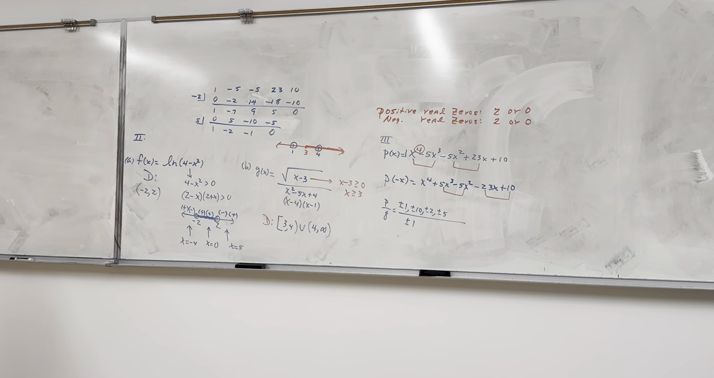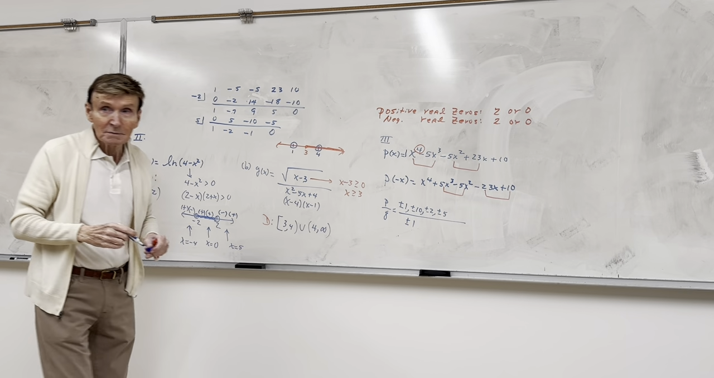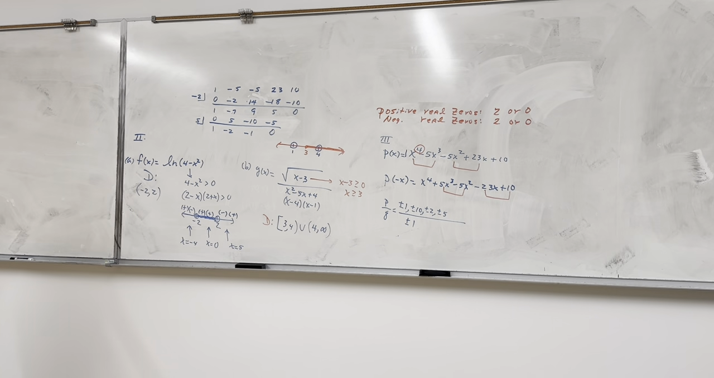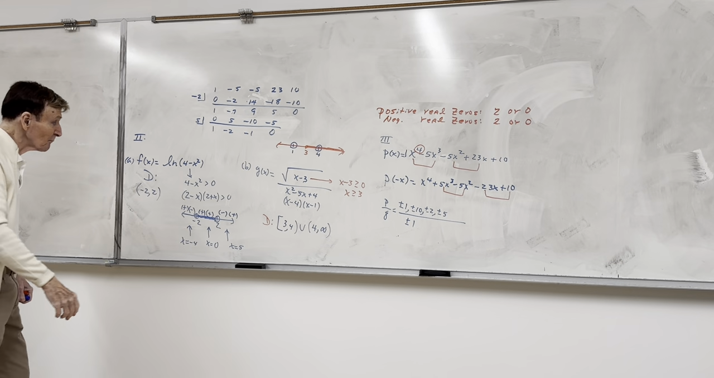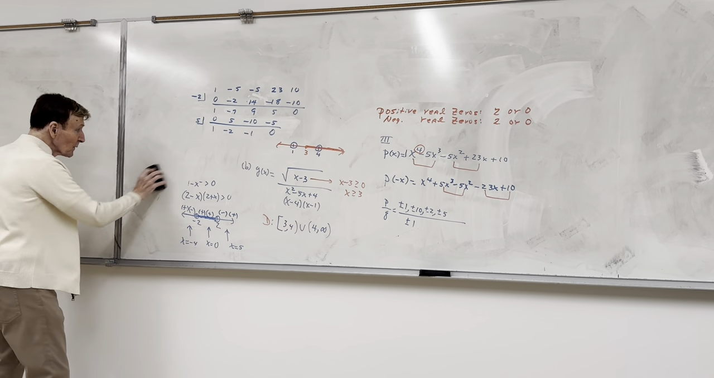Now, we got 1 negative, 1 positive. Descartes is telling us we should have what? 2, I guess? Or, well, we should have 2, shouldn't we? It says 2 or none, but it looks like at this point maybe I should have another negative and another positive. Let's see what happens.